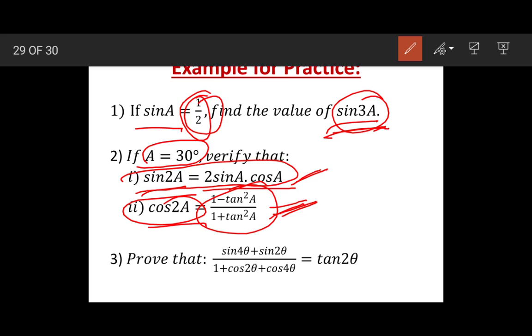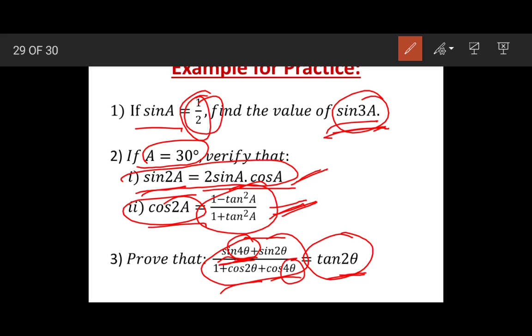Then the third one: prove that sin 4 theta plus sin 2 theta upon 1 plus cos 2 theta plus cos 4 theta is equal to tan 2 theta, right? The hint is, class, see the right hand side. The right hand side is 2 theta, so you have to reduce this 4 theta to 2 theta. What will you do? You will reduce this 4 theta by using the multiple angle formula.